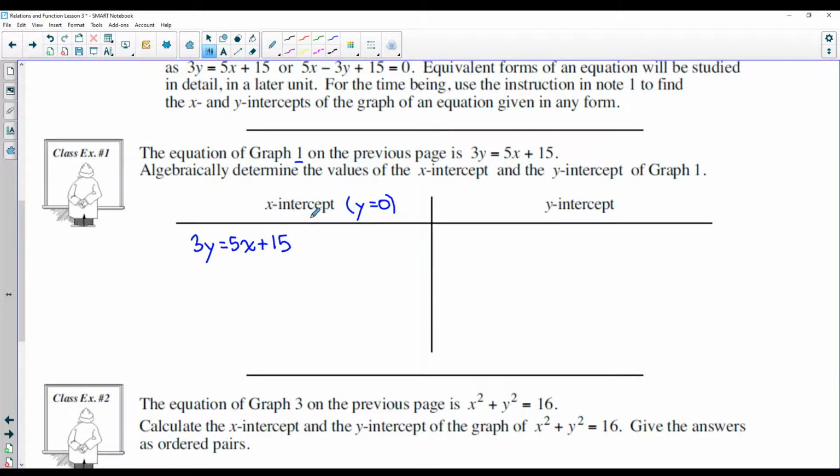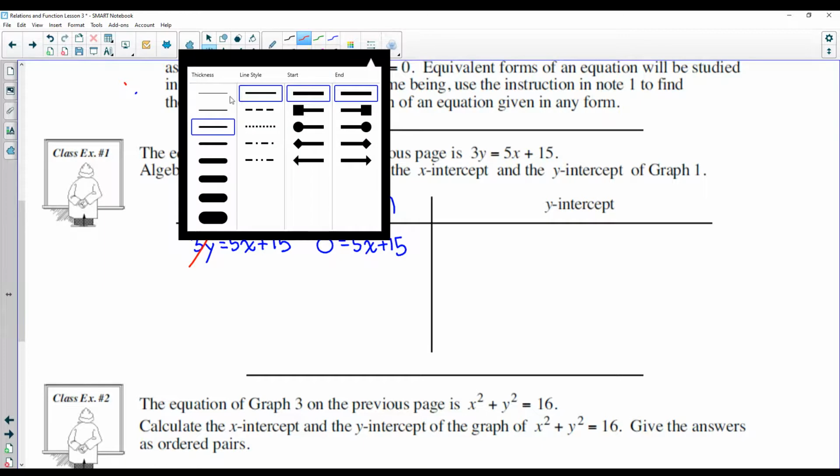Now, to figure out what the x-intercept is algebraically, I take this equation and replace y with 0. On this side where it says 3y, I'm going to put an arrow through it and write down that it's equal to 0, because if the value of y is equal to 0, then 3 times y would also be 0. This leaves me with 0 = 5x + 15. To get the x-intercept, I just need to solve this equation for x now.